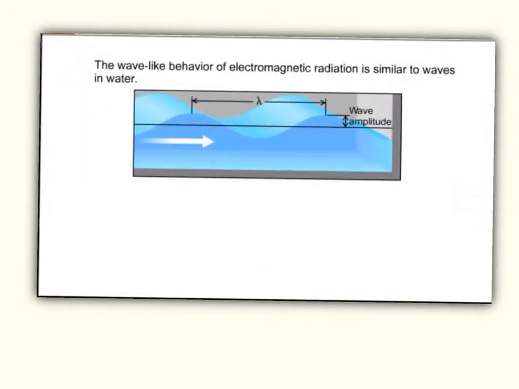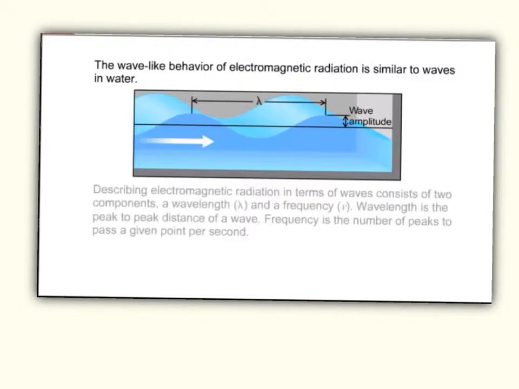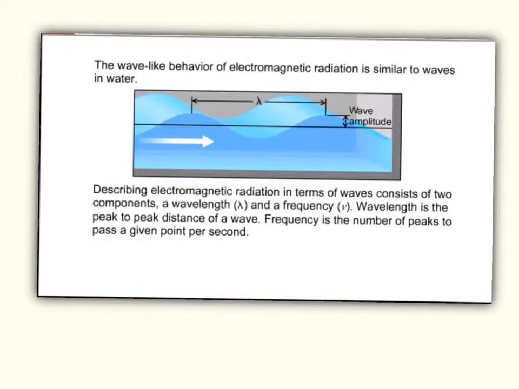The wave-like behavior of electromagnetic radiation is similar to waves in water. Describing electromagnetic radiation in terms of waves consists of two components, a wavelength, indicated by lambda, and a frequency, indicated by the Greek letter nu. Wavelength is the peak-to-peak distance of a wave. Frequency is the number of peaks to pass a given point per second. Lambda nu equals c, which is the speed of light.